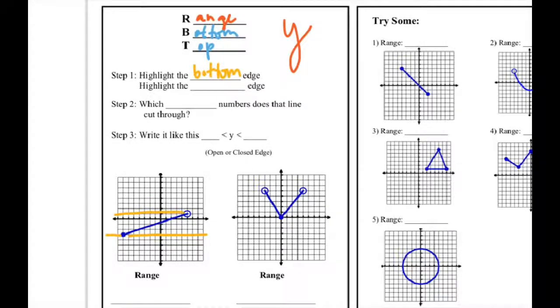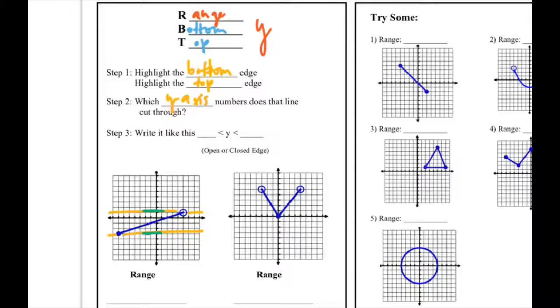And then we have the top. That is the highest y value on the graph. To be silly, I always used to say that range is like Drake. So Drake starts at the bottom, and now he's here at the top. So now in this one, we had range, we highlight bottom to top. Just like before, but this time we're going to say which y-axis numbers cut through that line. And then again, we write it the same like before, but this time we use a y because range is the letter y.